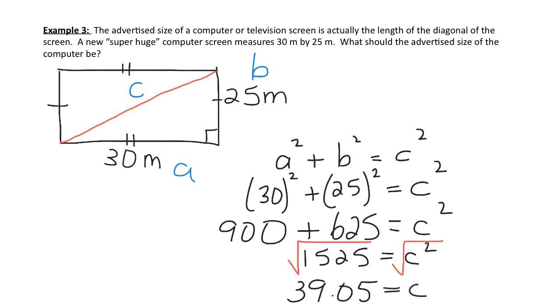If you really wanted to, you could even round your answer for this problem to the nearest whole number. And typically screen sizes in stores or retail stores are given as whole numbers. They're not really given as decimal values typically. So we could just round this off and say that it would be 39 meters.